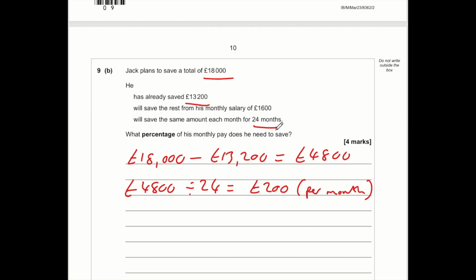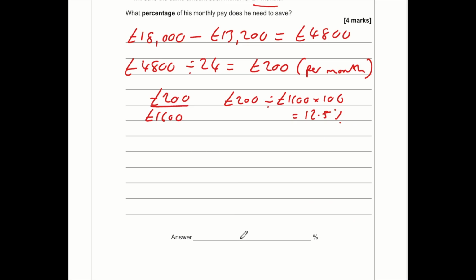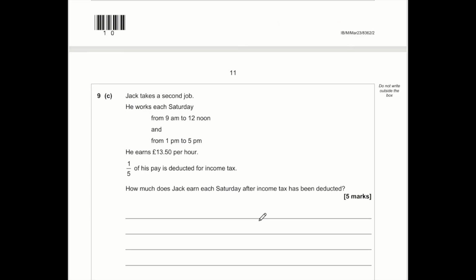Okay, so what percentage of his monthly pay does he need to save? Well, it's 200 out of the 1,600. And if we want to turn this into a percentage, remember we can use our calculator here. To turn a fraction into a percentage it's top divided by bottom multiplied by 100, and that is 1/8 or 12.5%. So that 12.5% is the percentage of his monthly pay that he needs to save.